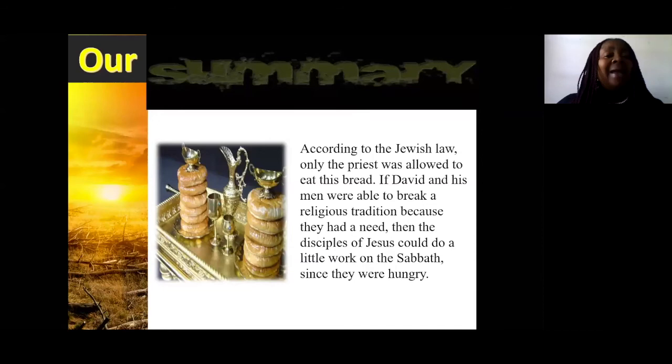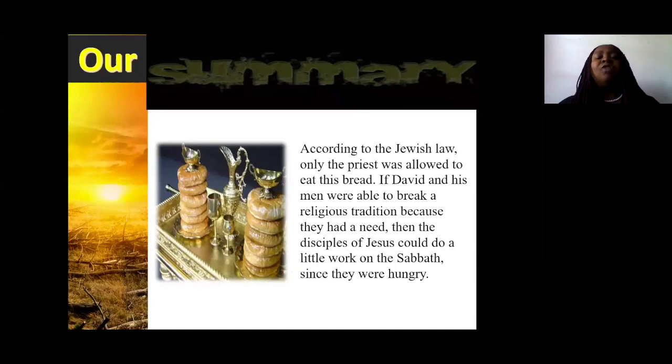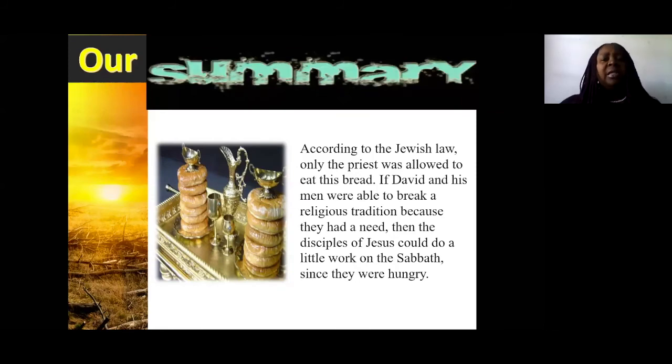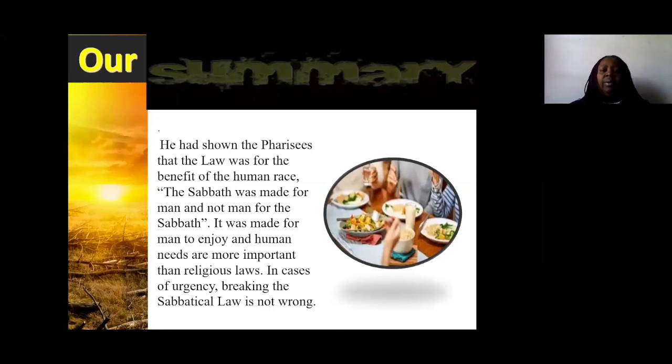Since you say that they went into the cornfield, they plucked the corn and they ate the corn because they were hungry, and you consider that work, then Jesus is saying, cut them some slack. All right? Cut them a little slack. They had a need. And by plucking the corn, they were meeting that human need. And he's saying, which is a little bit above what the law says about the Sabbath and work. And so he had shown the Pharisees that the law was for the benefit of the human race.